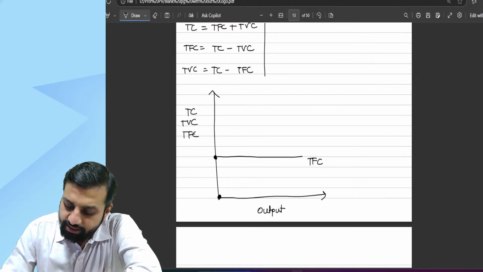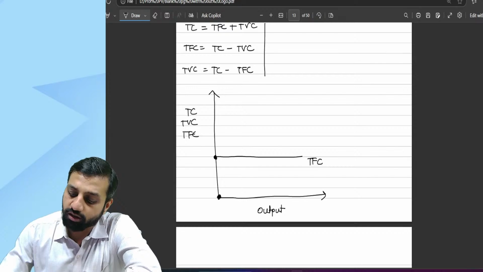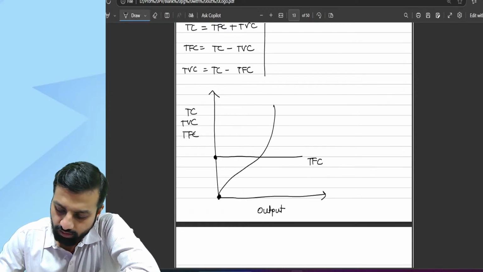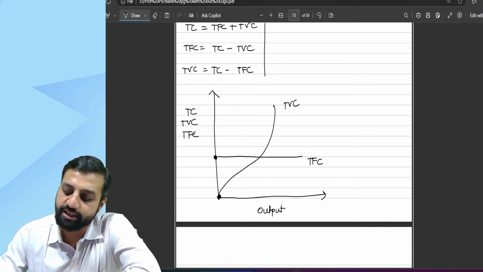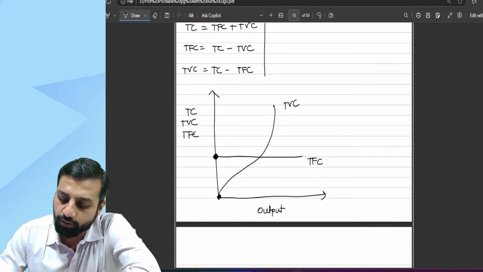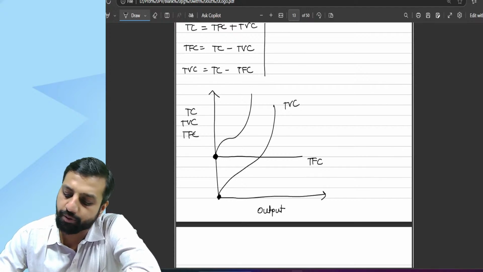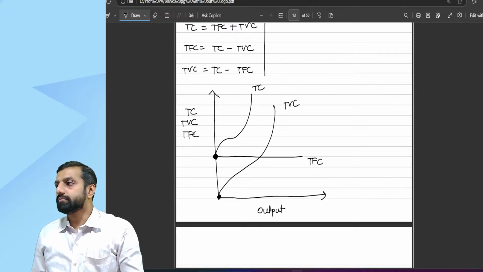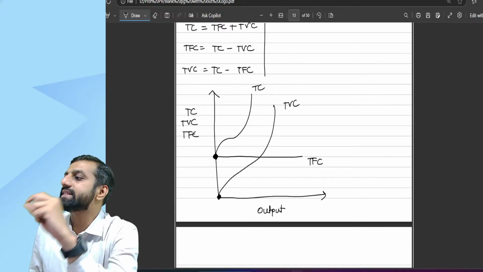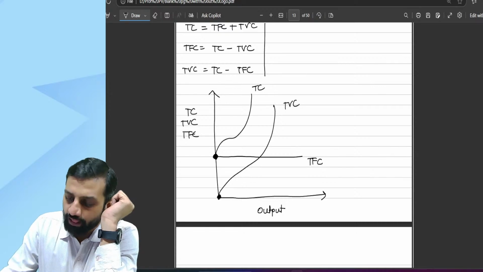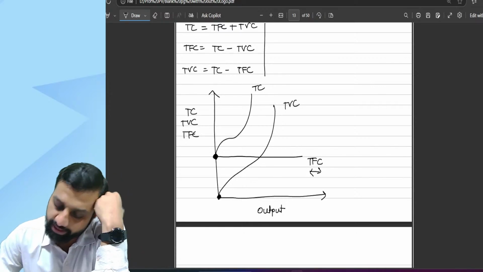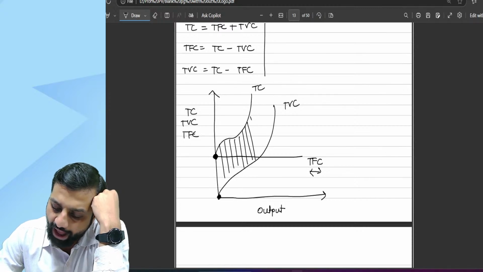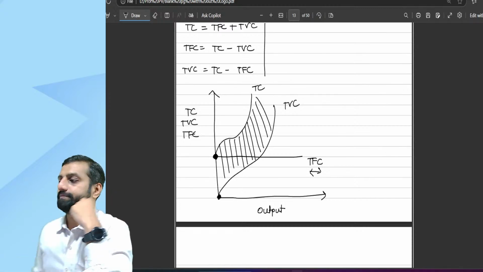Variable cost can be zero, and the variable cost curve is an inverted S-shaped curve. This is your TVC. Total cost starts from TFC and takes the shape of TVC. So this is your total cost. The gap between TC and TVC is TFC. TFC is constant. Therefore, TC and TVC curves are parallel to each other.